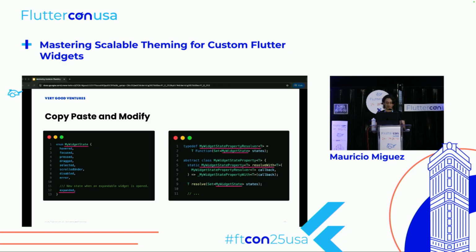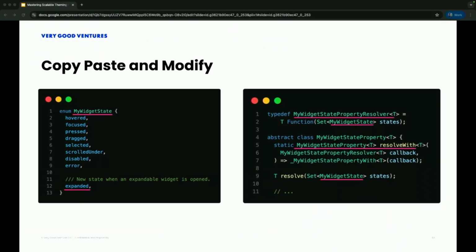So the only solution I could find at the moment, if you want to extend your widget state, is basically to copy paste the whole API in your own app and add your expanded or collapsed state there, or whatever state you want to add, right? It's not that complicated, but I personally think there should be a much easier solution for this.